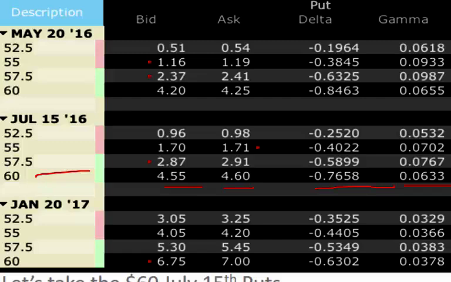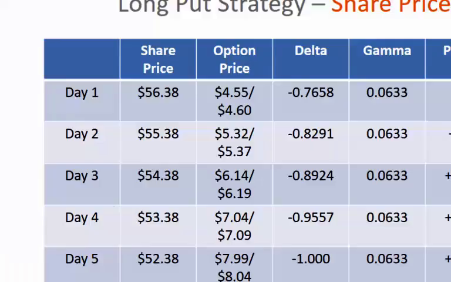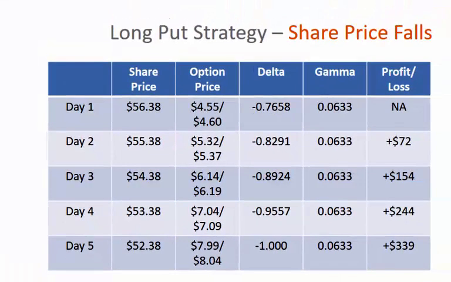So let's give you a couple of outcomes to demonstrate it. You're looking at a matrix here, and here's day one. The share price of Microsoft is at 56.38. The value of the $60 puts is 455 and 460. We've a negative delta of 0.7658 and a gamma of 0.0633. So we've no profit or loss in that situation because we've only just positioned ourselves in the option.